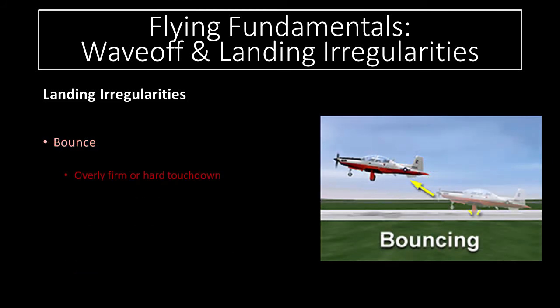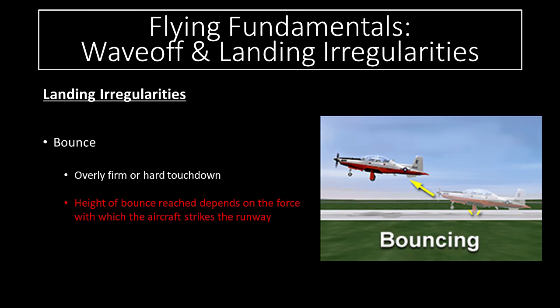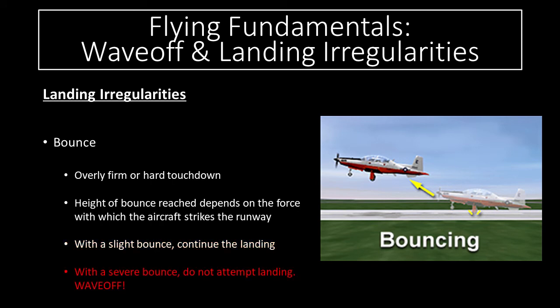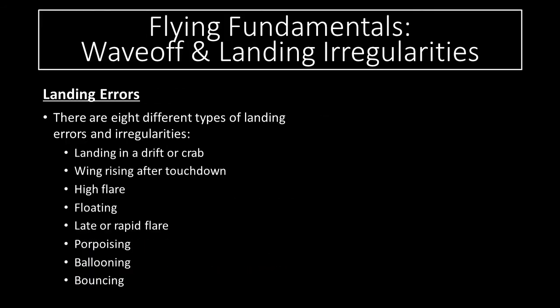A bounce. A bounce is a firm or hard touchdown which causes the aircraft to bounce above the runway. The height of the bounce depends on the force at which the aircraft strikes the runway. If a slight bounce is encountered, continue with landing. With a severe bounce, do not attempt to land. Wave off. You will hear your instructor say this a lot. Wave offs are free. If it doesn't feel right, wave off, and do not accept unsafe landings.